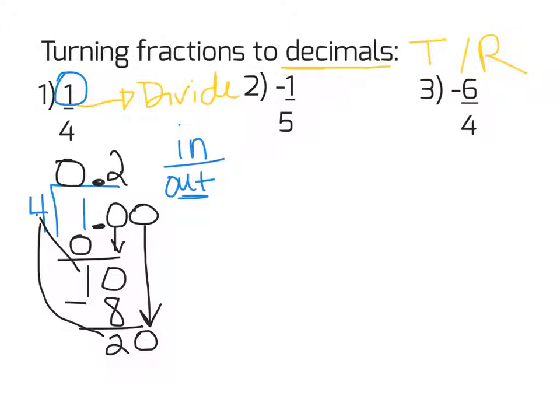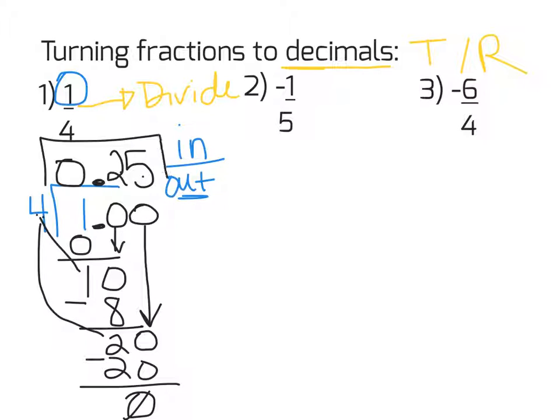4 goes into 20 5 times. 5 times 4 is 20. 20 minus 20 is 0. And that means that we have got it done. It doesn't have a negative sign, so that means it's just positive 0.25. And that's our answer. Okay, let's go ahead and do the next one.